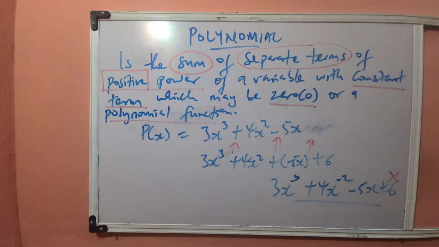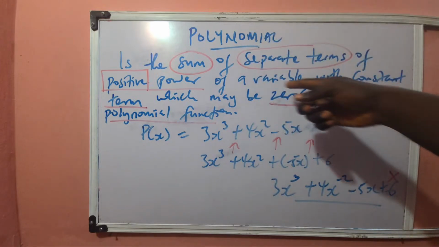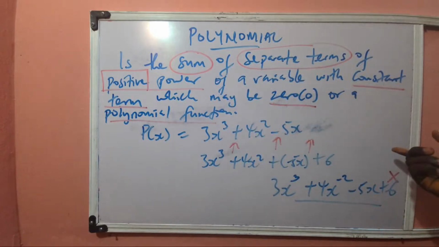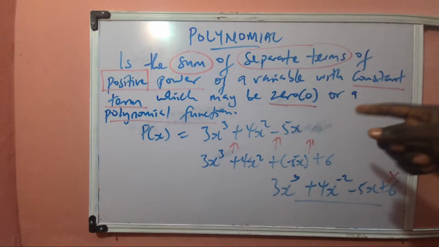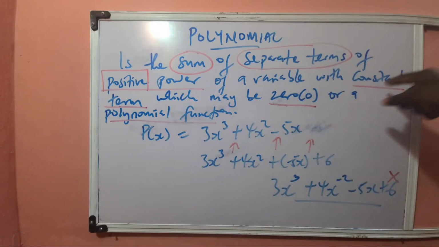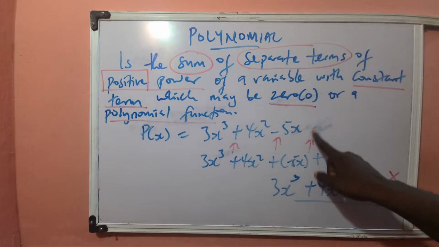Now the question will be thrown at me: you told me that a polynomial has separate terms of positive power of a variable with a constant term, so where is the constant term in this particular function? Of course, the constant term is right there, only that the constant term in this case is 0. That's why we said the constant term may be 0. In this case, the constant term is 0.